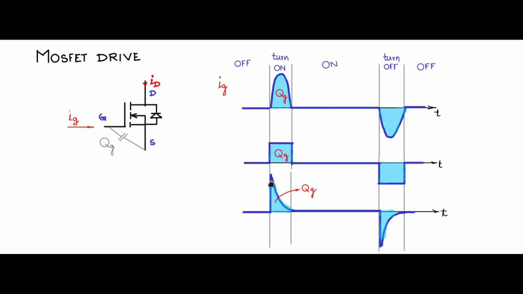This is typically the dynamic behavior of the MOSFET. You need to supply the MOSFET at the gate to source some fixed amount of charge Qg, which will turn on the device. If I am supplying this Qg in a shorter time interval, then it will turn on faster. If I am supplying Qg over a longer time interval, then the turn on will be slower. Likewise for turn off also.